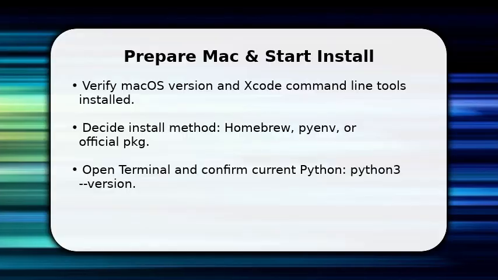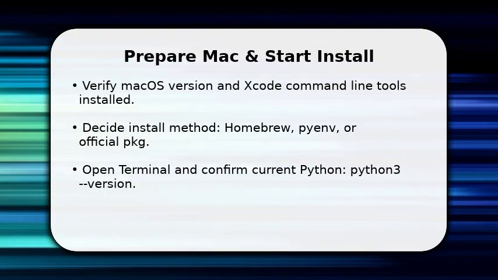Enjoy the video. You start by confirming prerequisites so nothing blocks the install. Check macOS and install Xcode command line tools if missing. Homebrew needs them. Once done, open Terminal and run python3 --version to see what exists.